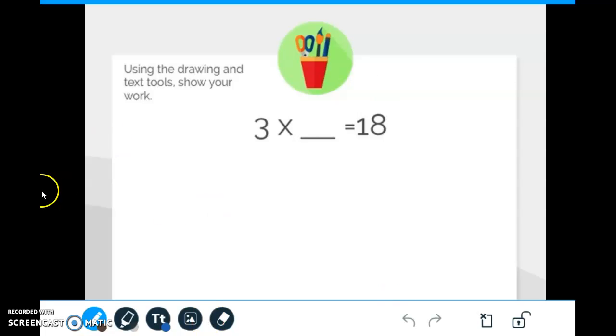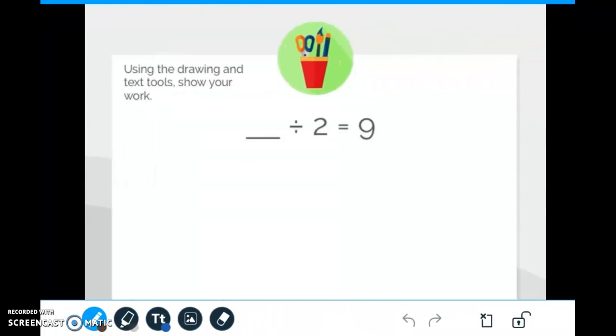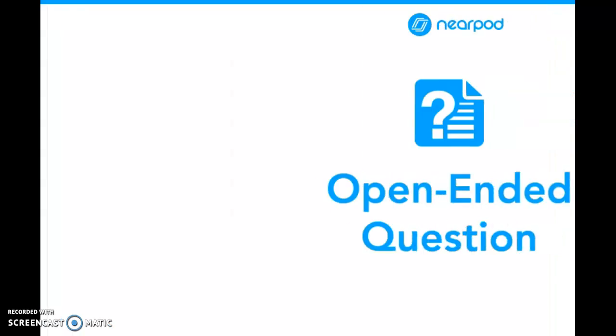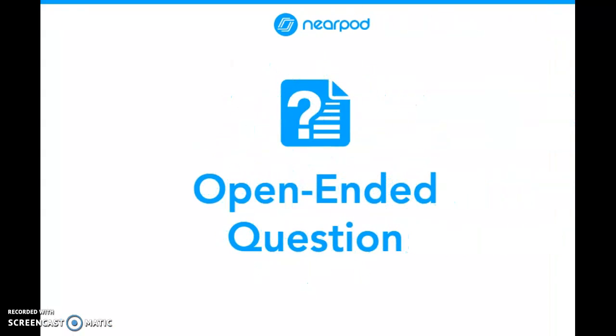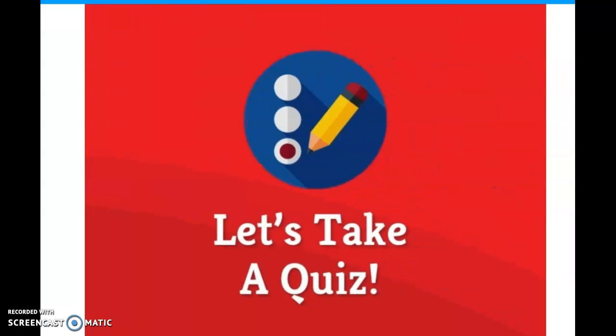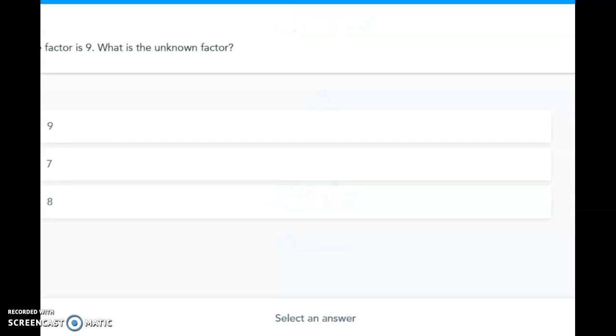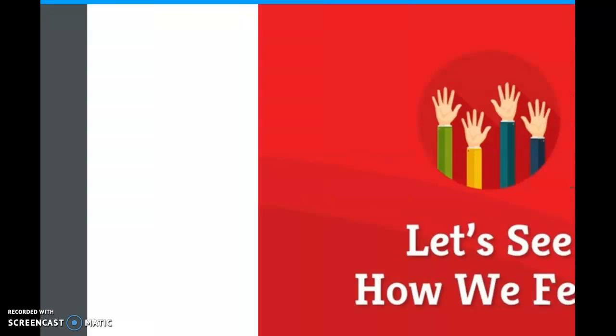We're going to practice. I'm going to show you how to do these in a little bit. Let's write an open-ended question. It is an expectation that you write this question, you type it out, you type out your answer. Let's take a quiz. There are 3 questions for your quiz. Again, do not skip the quiz. It is an expectation that you complete this. Miss Mays and myself will be looking for it.